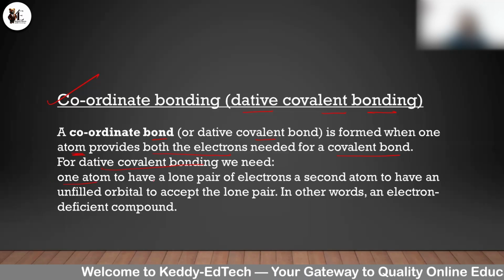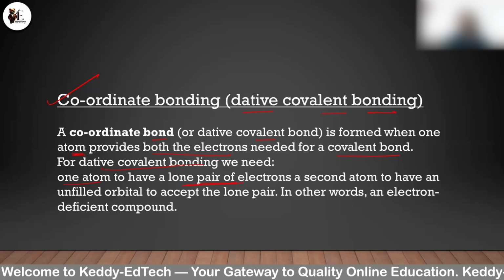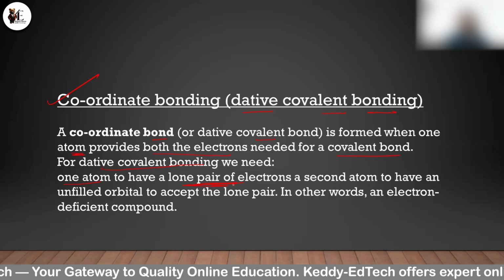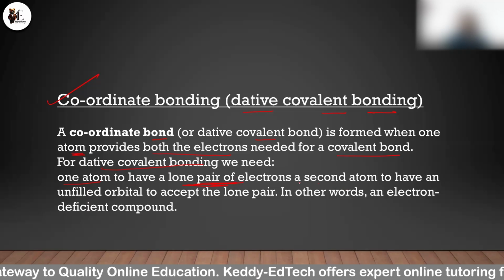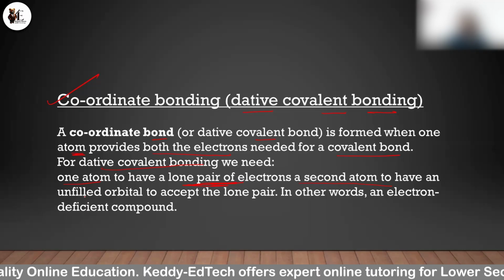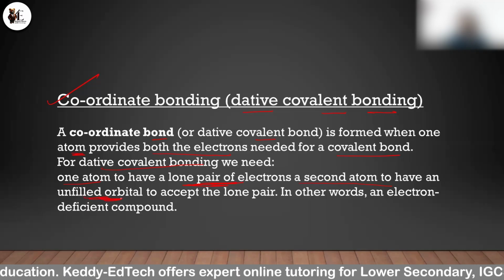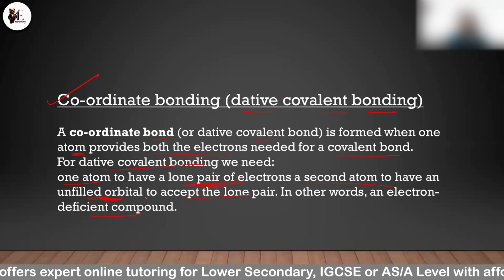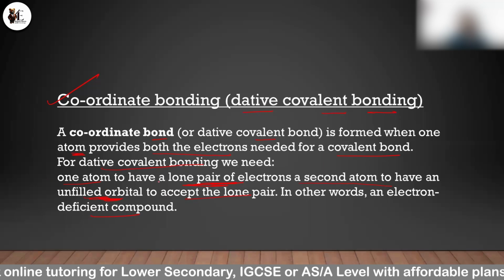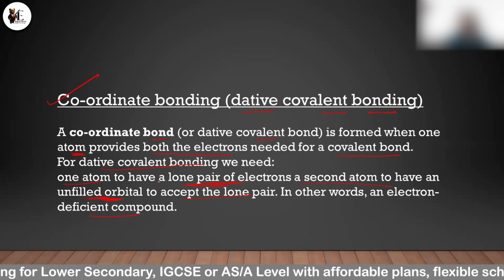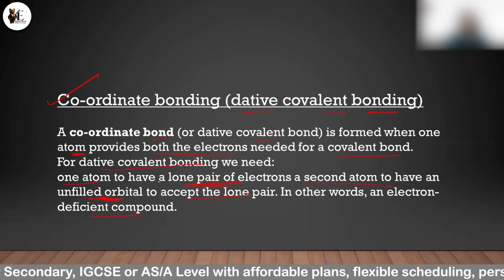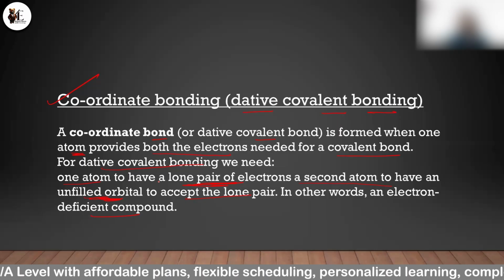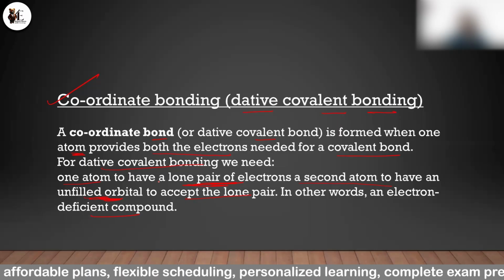One is that one atom has a lone pair of electrons. Why? Because this lone pair of electrons it will provide to the second atom. So one atom has a lone pair of electrons and the second atom has an unfilled orbital. That means it is empty to accept the lone pair. In other words, an electron deficient compound. In simple language, one atom should be electron rich and the other atom should be electron deficient. So that electron rich atom will provide both its electrons needed for the covalent bond, and the electron deficient atom will just accept the electrons.